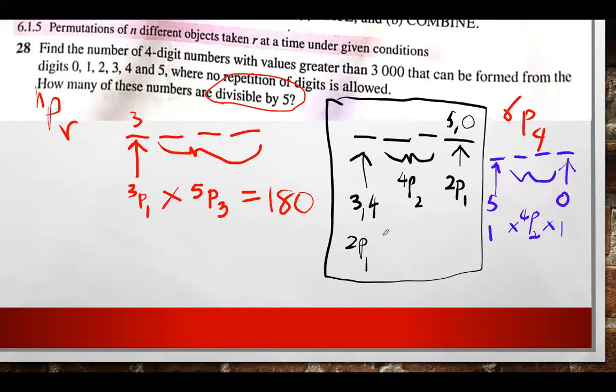Because the black set and the blue set are not dependent on one another, this set of answers plus this set of answers will give you the final answer. This set is not dependent on this set, and this set is not dependent on this set. Since they're independent of one another, this one and this one we will add together. Yes, Timothy.